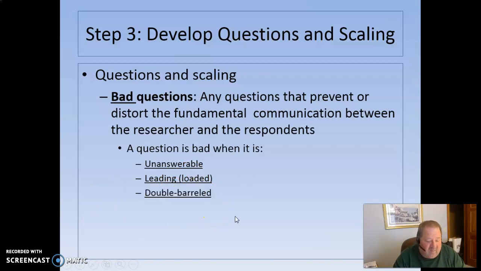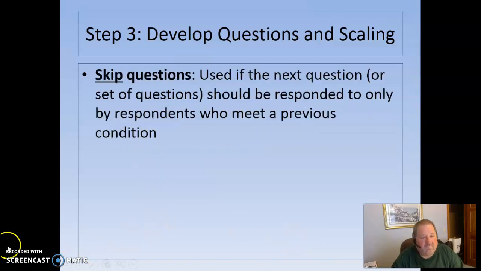And then lastly, double-barreled questions, which can even be triple or quadruple-barreled, where you're asking about more than one thing in the question. An example of this would be, do you agree or disagree that Home Depot employees are friendly and helpful? Well, you've asked two different things, friendliness and helpfulness. It would be much better to ask those questions separately, or maybe your intent was just to find out helpfulness and the friendly was just an add-on that you don't really need in the question.